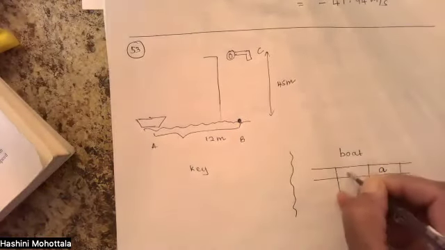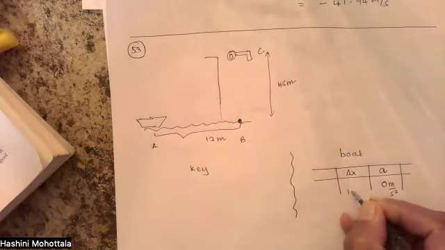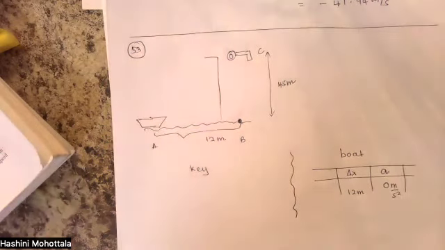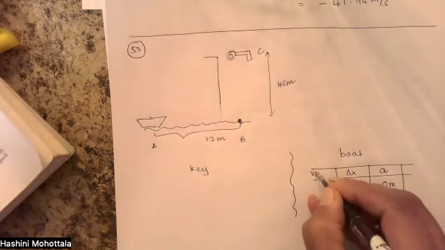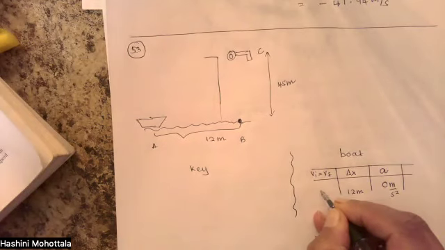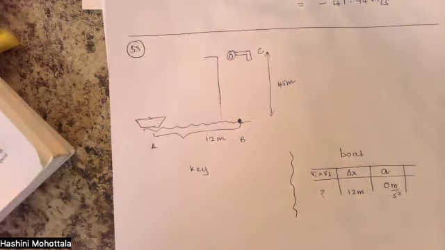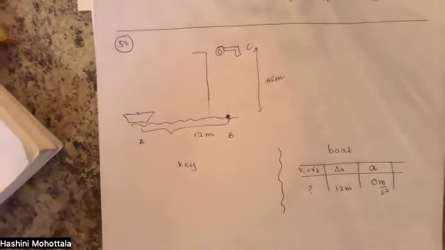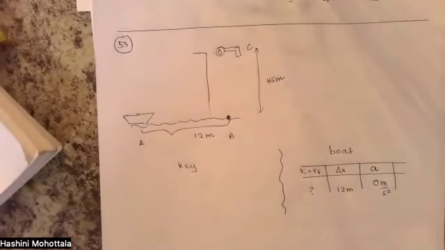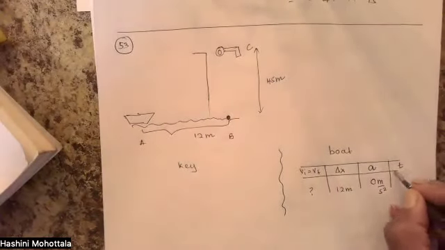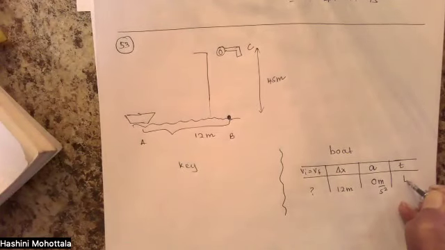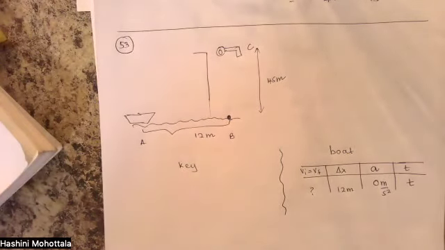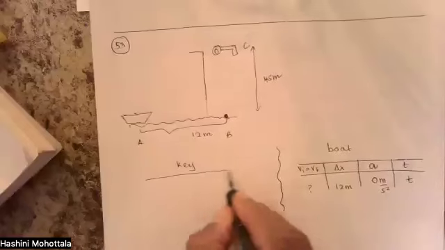And the distance it travels is 12 meters. Initial velocity and final velocity are the same, and we don't know that. Why did I say initial and final velocity is the same? Because it says constant speed. And the time, I don't know what the time is, but I'm going to write it as t because it's the same that I'm going to put here for the key.